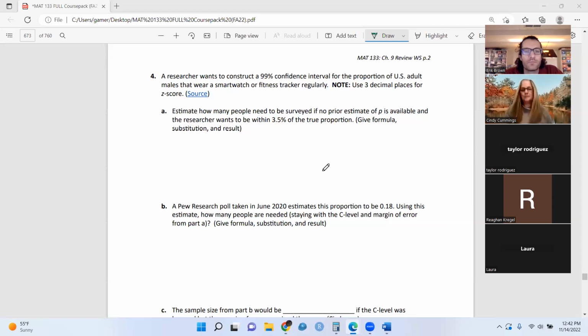Okay, how do we do? I'm ready to go over it. Awesome. What is this? Mean or proportion? Proportion with no prior. Okay, A we know is proportion because it says estimate P. And yes, Reagan, love it. It says no prior.